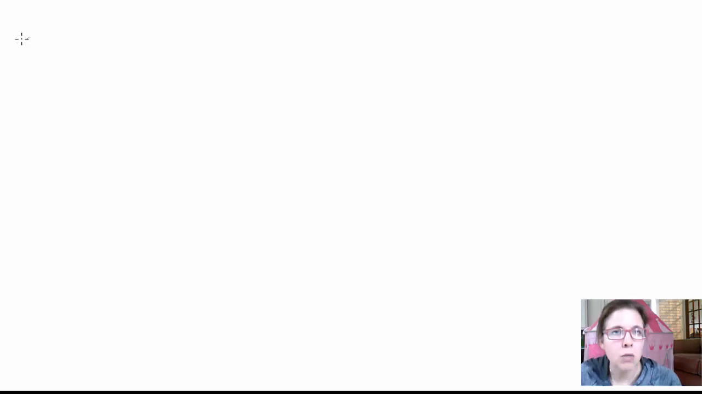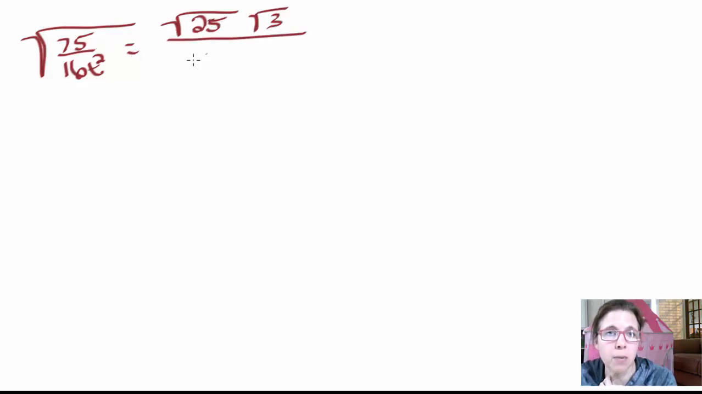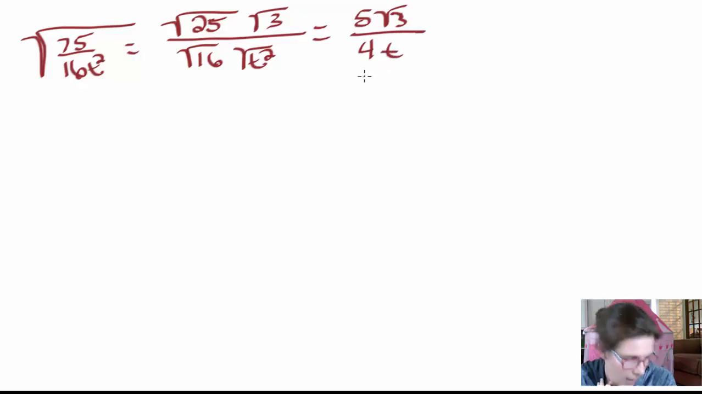So what about the square root of 75 over 16t squared? Well, the square root of 75 can be written as the square root of 25 times the square root of 3. You want that because 75 is not a perfect square. Over the square root of 16 times the square root of t squared. So this is going to be 5 square root of 3 over 4t. And you would leave it like that.